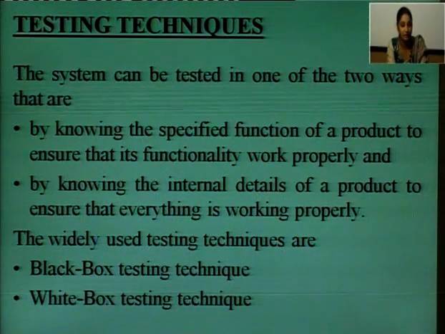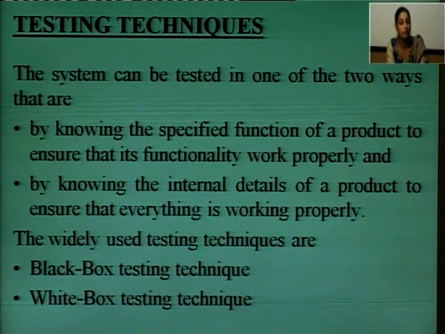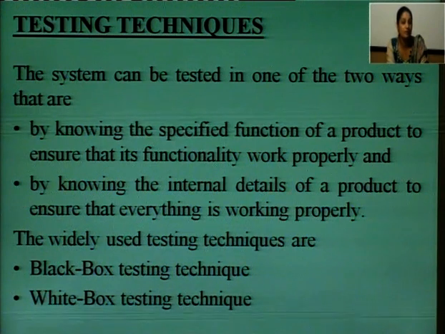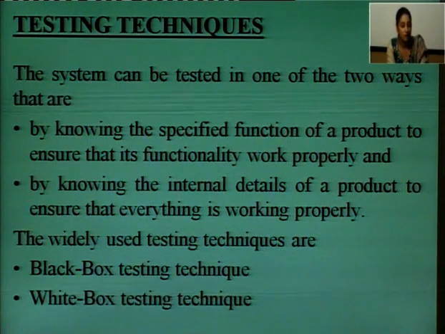There are two ways of testing. One is by knowing the specified function of the product to ensure its functionality works properly. Firstly, we check the functionality of the system. The second is knowing the internal details of the product to ensure everything is working properly. In the first condition, we check only the functionality of the system. In the second, we check each and every thing of the system. So there are two different testing techniques used.